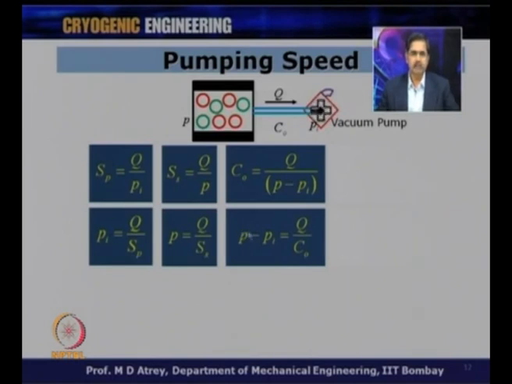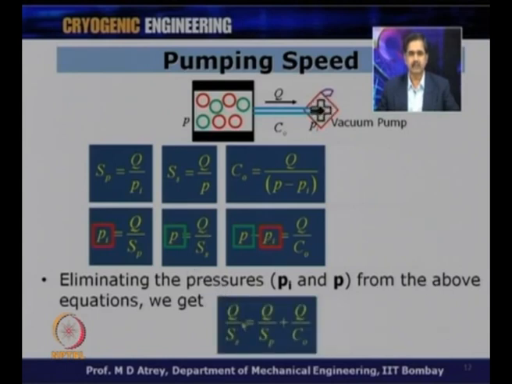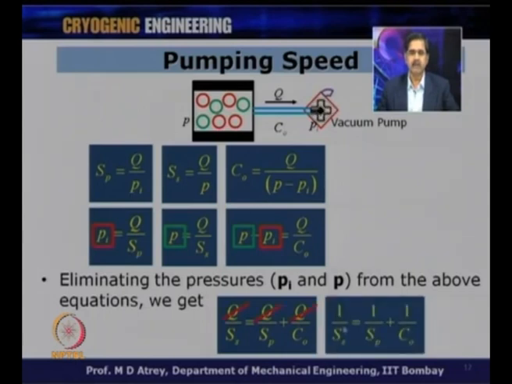If I put these values of P and Pi over here, I will get a relation connecting C0, SS and SP: a connection between pumping speed, system pumping speed and overall conductance. Eliminating the pressures Pi and P from the above equations, Q upon SS is equal to Q upon SP, and transposing it a little bit, Q upon SS is equal to Q upon SP plus Q upon C0. I can eliminate Q from these equations, and what you get ultimately is 1 upon SS is equal to 1 upon SP plus 1 upon C0.